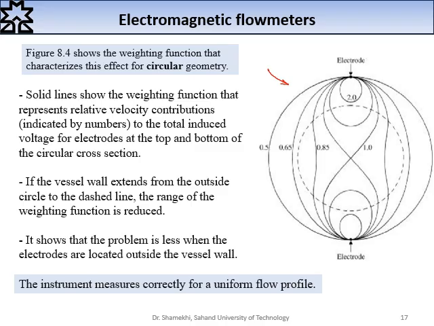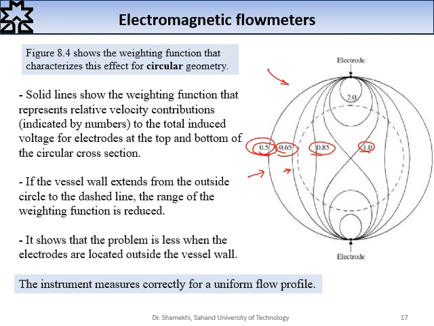This figure, figure 8.4 from the book, shows the weighting function that characterizes this effect for circular geometry. These solid lines show the weighting function that represents relative velocity contribution, indicated by numbers of 0.65, 0.85, and 1 to the total induced voltage for electrodes at the top and bottom of the circular cross-section. If the vessel wall extends from the outside circle to the dashed line, the range of the weighting function is reduced.